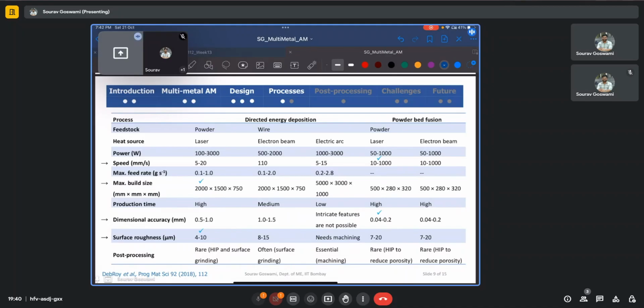However, directed energy deposition offers far larger build sizes, and the surface roughness of certain DED processes may be comparable to the powder bed fusion, and the post-processing effort required for powder bed fusion is much less than in certain DED-based processes such as wire arc additive manufacturing, or electric arc based deposition. The surface processing is often essential.